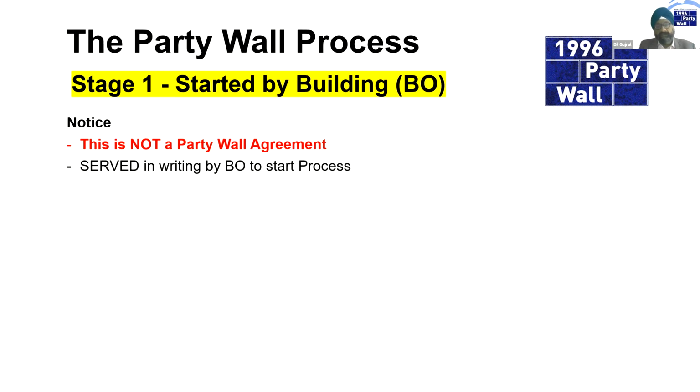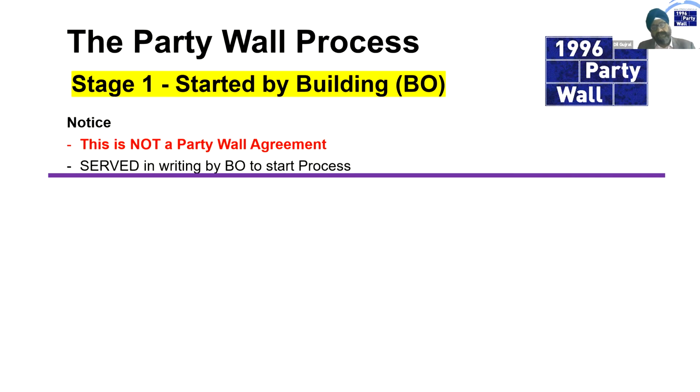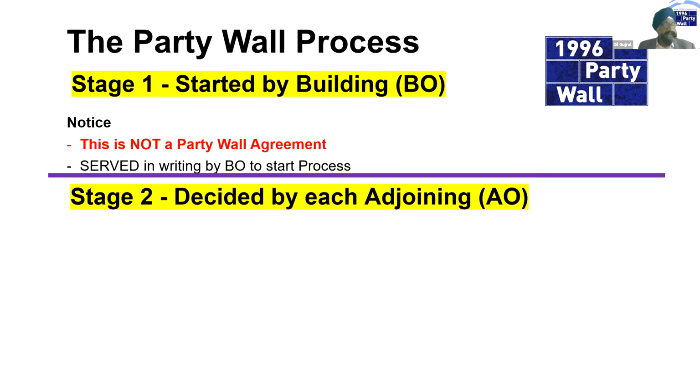And quite important, and I'm going to address this later on again, do not send it recorded delivery. Send it by certificate of posting via post office in writing. That's the best way, and it's the correct way to serve the notice. Okay, stage 2 is decided by the adjoining owner.